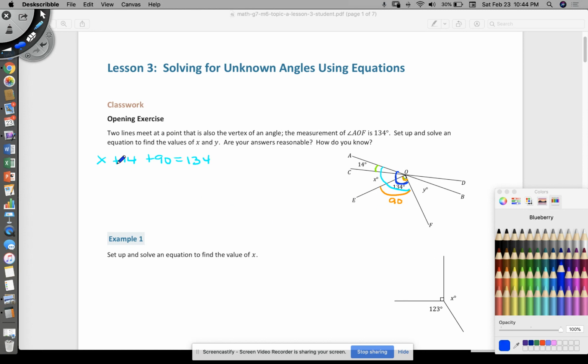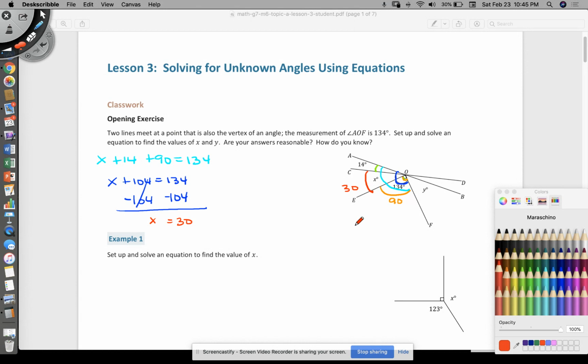Now I can combine like terms. This is the only one that has a variable, so I'm just going to keep that X by itself. 14 plus 90 gives me 104 equals 134. To find out what X equals, I need to subtract 104 from both sides. Those cancel, and my X is going to equal 30. So this value here is 30.